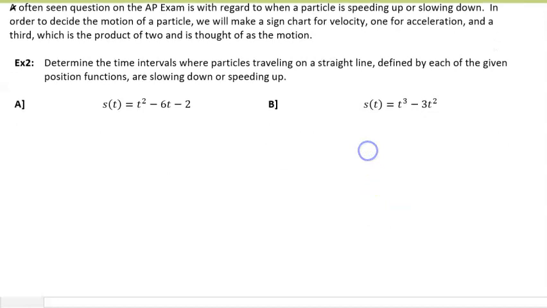Okay, so example 2: determine the time intervals where the particle traveling on a straight line, defined by each of the given position functions, is slowing down or speeding up. Okay, so we have the position. Let's find the velocity. Remember, velocity is a derivative, so that's going to be 2t minus 6.